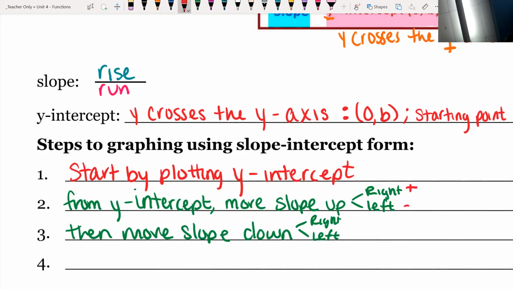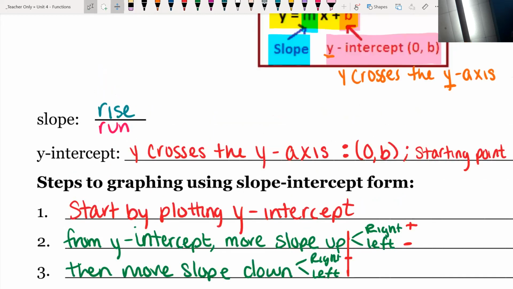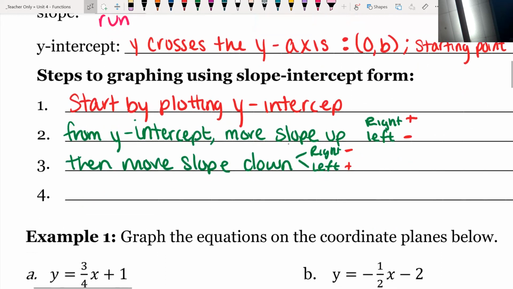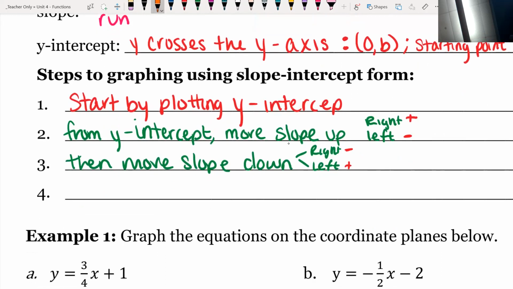This would be a positive, this would be a negative, this would be a negative, this would be a positive. Oh, okay, I erased everything. Negative, positive. Okay, last thing, then connect all your points. Connect. So I know that was kind of confusing.